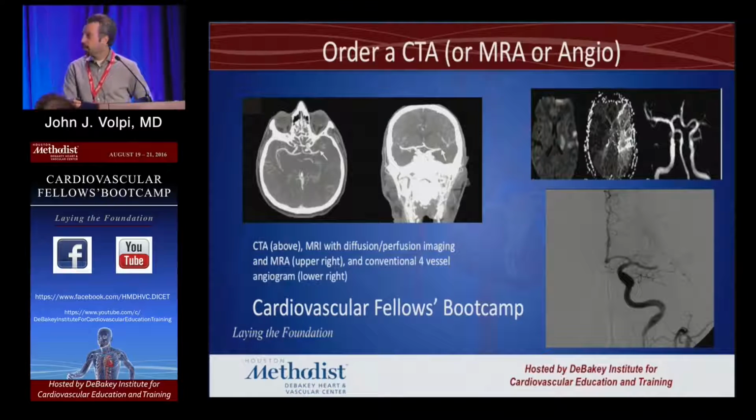This is a CTA in the upper left-hand side showing the left MCA cutoff. If you're using MR perfusions or MR angios, that's shown in the upper right-hand corner. And directly going to catheter angiography, I think, is actually very reasonable, and that shows this patient also having a cutoff of the left MCA.